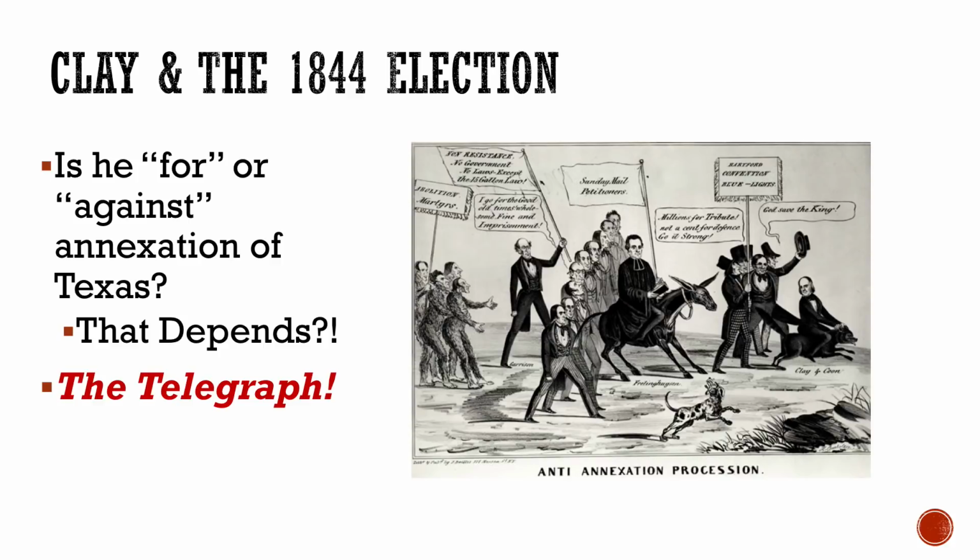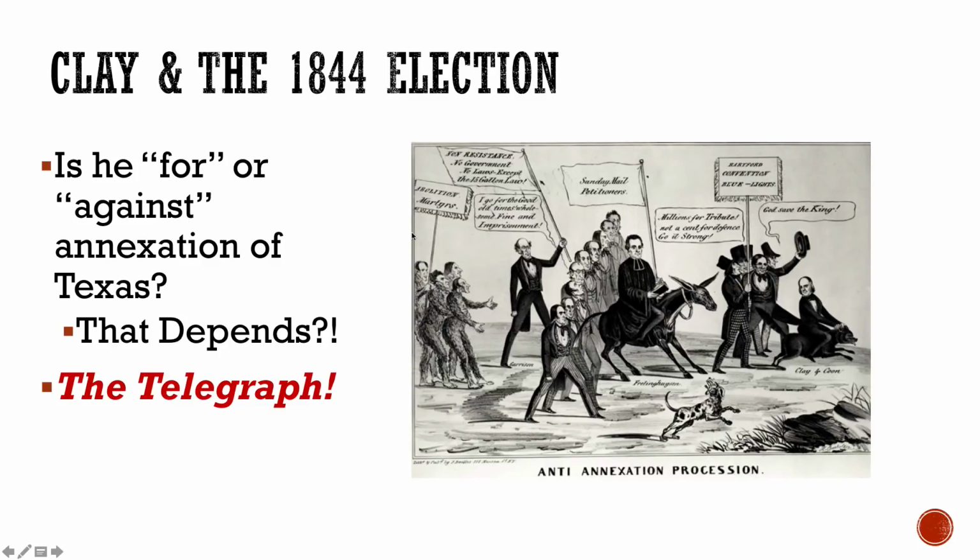He's really consistent, but it doesn't sound consistent. It sounds like he's for it, and he's against it. And the Whigs are divided on this. Southern Whigs are slave owners. They would like Texas. Northern Whigs are becoming conscience Whigs, where many of them are becoming abolitionists.